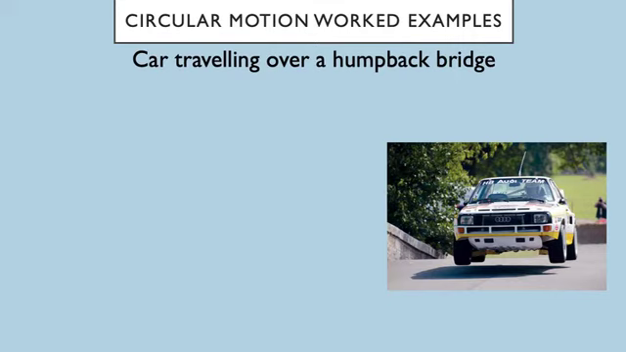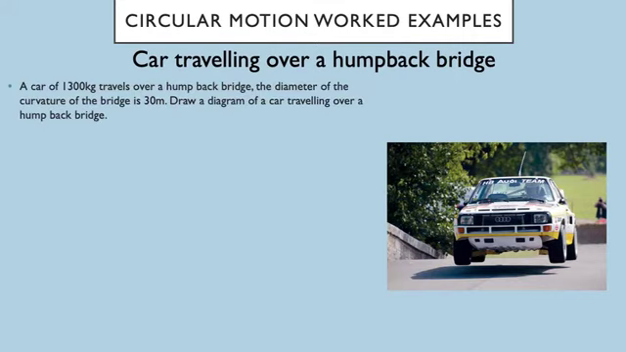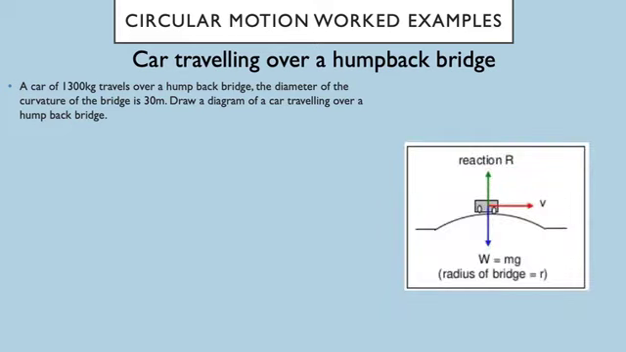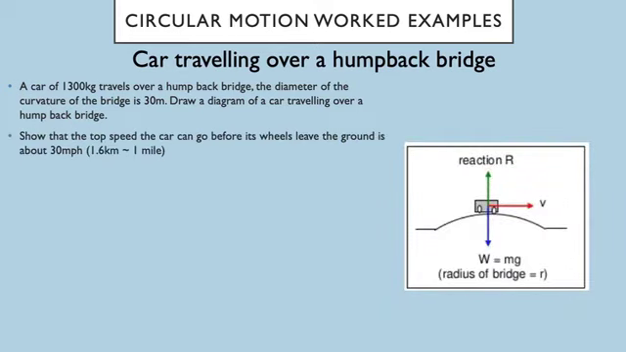So let's have a look at an example of this. If you want to have a go at this, you can. A car of 1300 kilograms travels over a humpback bridge. The diameter of the curvature of the bridge is 30 meters. Draw a diagram of a car travelling over a humpback bridge. So that might be the first part of the question. The top speed the car can go before its wheels leave the ground is about 30 miles an hour.